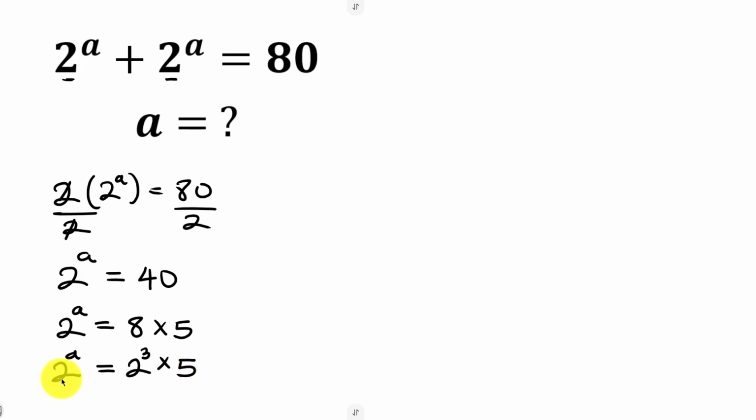Now since we have the lowest base to be 2, we can take the log base 2 of both sides. So I'll take the log base 2 of the left hand side, which is 2 to the power a. This is equal to the log base 2 of the right hand side, which is 2 to the power 3 times 5. Very good.